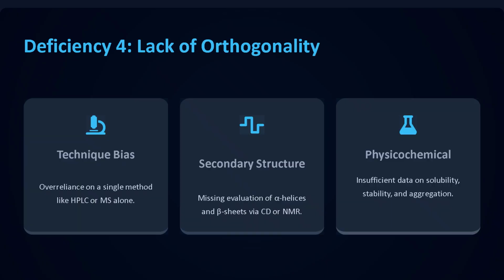Another common deficiency is the lack of orthogonal analytical methods. In some cases, sponsors rely heavily on a single technique, such as HPLC or mass spectrometry. While these methods are powerful, regulators prefer multiple independent techniques confirming the same structural properties. Additionally, higher-order structural features such as alpha helices or beta sheets may not be adequately evaluated. Techniques like circular dichroism or NMR can help strengthen the overall demonstration of structural similarity.